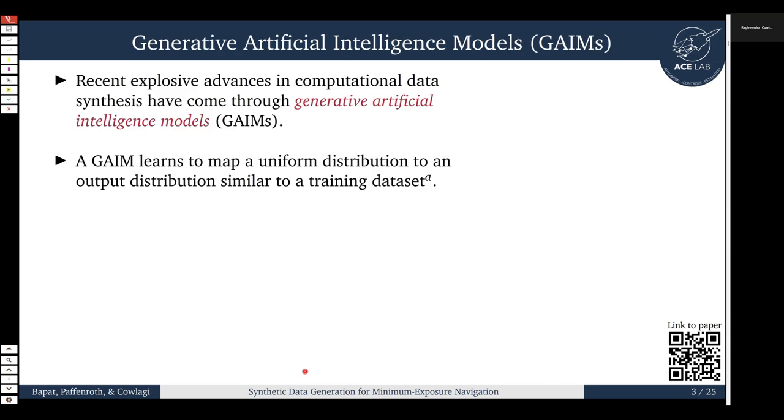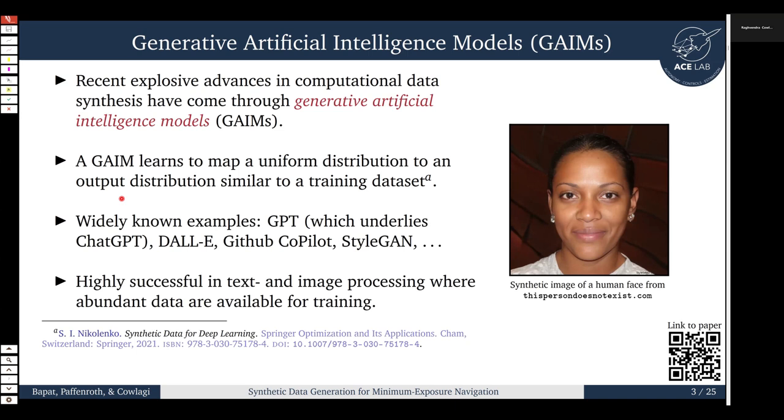Now, on the other hand, we have seen a very large explosion in the science of computational data synthesis through generative artificial intelligence models, or GANs, as I'm going to shorten it. A GAN learns to map, roughly speaking, a uniform distribution of vectors to some sort of an output distribution that looks similar to a training data set, and that similarity is through some statistical metric. Now, this is very well known, so we have widely known examples of these being successful in the regimes of text and image processing.